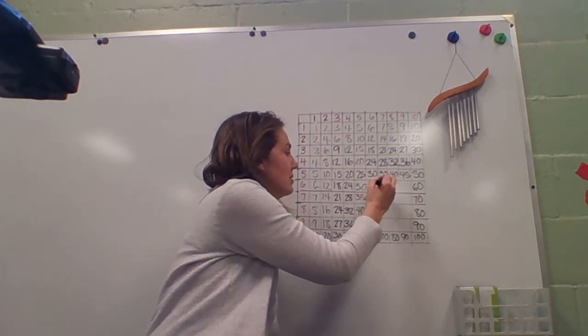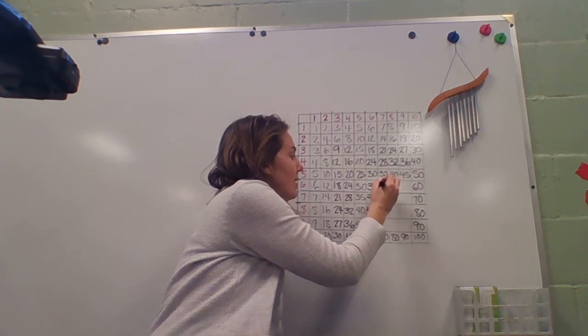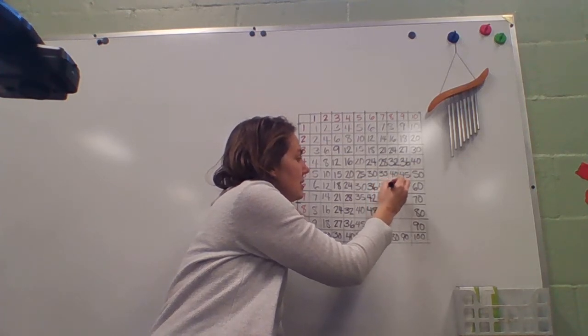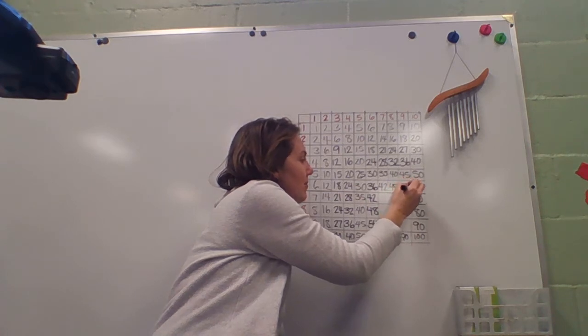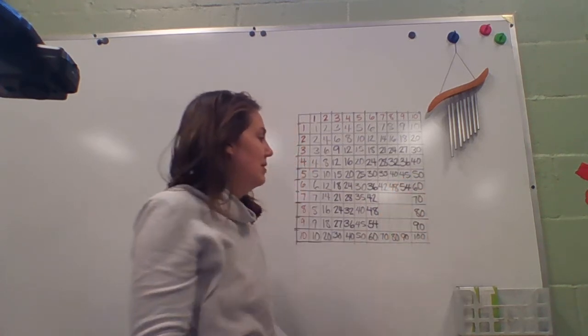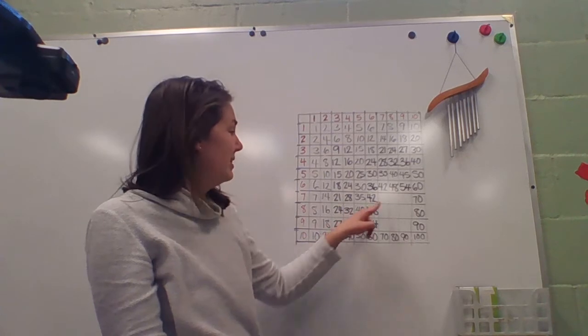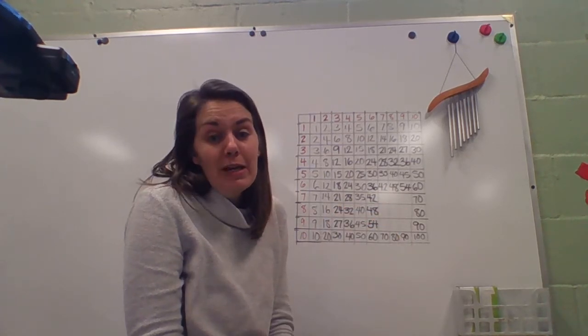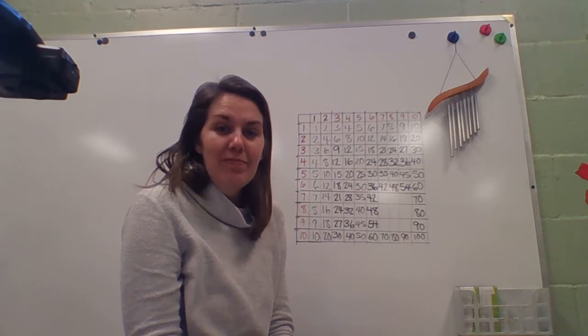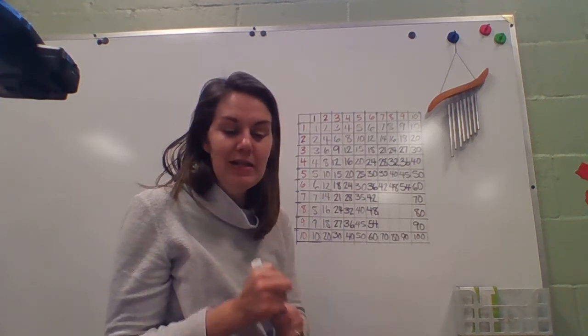So I have 36. 6 times 7 is 42. 6 times 8 is 48. 6 times 9 is 54. And 6 times 10 is 60, which is already there. So now we just have this little itty bitty 3 by 3 square that we don't know our multiplication facts for yet, but hopefully we will by the end of this lesson.